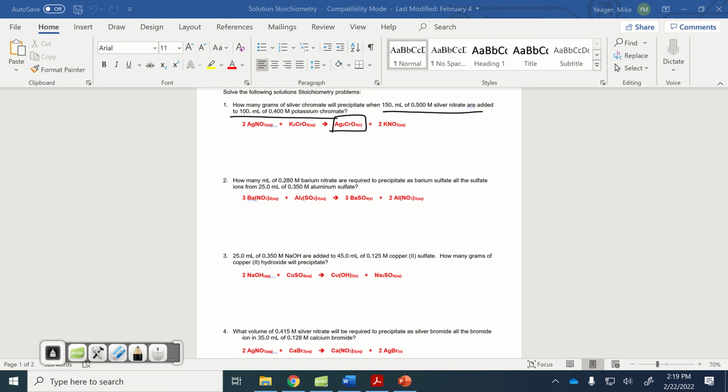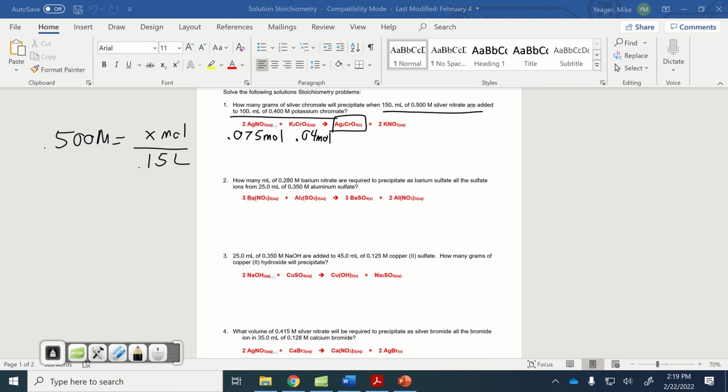So what I would do, I'll show this all: 0.500 molar, times 0.15 liters, so 0.15 times 0.5. There are 0.075 moles of silver nitrate. And I'm going to speed up on the other one a little bit: 0.4 times 0.1. There are 0.04 moles of K2CrO4.